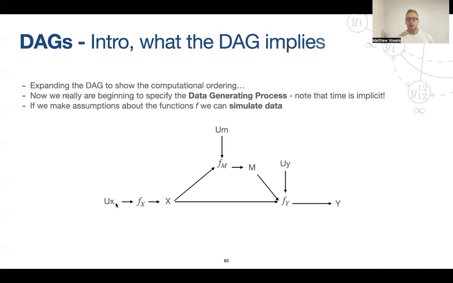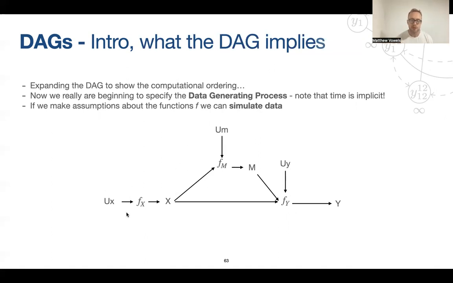Now, you can make all of this explicit if you expand your DAG to show the computational ordering and all of the unobserved exogenous noise sources, which are implicit in the original graph. We can say that for X, we pass some exogenous noise UX into a function FX, and that gives us our variable X. And then for M, we pass in X into a function FM as well as UM, the noise, and then we get M and so on. So you can make this explicit, and it's worth understanding that this is what is implied by your directed acyclic graph. But by and large, we leave all of this out.